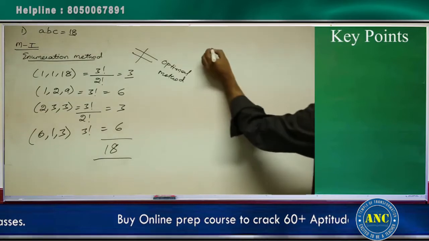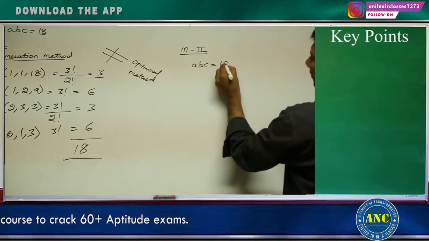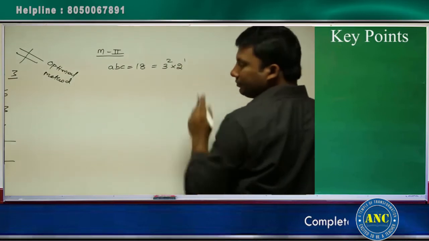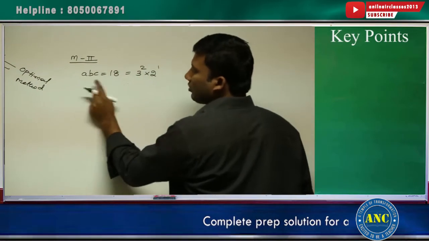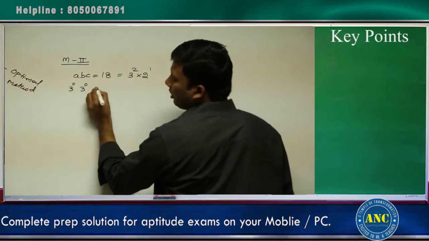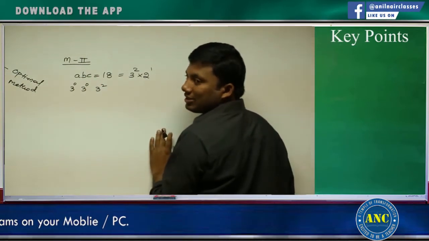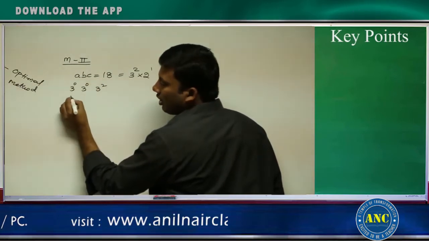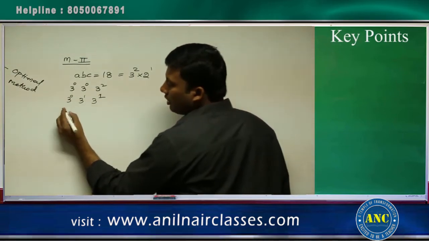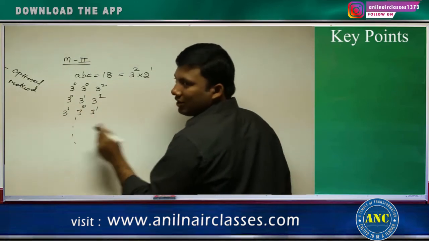Method 2. Listen carefully. ABC equivalent to 18. Can I write 18 as 3 square into 2 power 1? First, I will distribute 3 square onto ABC. This can take 3 power 0, 3 power 0, 3 power 2. 3 square can be distributed on ABC. One of the ways is like this, 1, 1, 9. Or it can also be distributed like this. Like this, there are so many ways. Are you all with me?